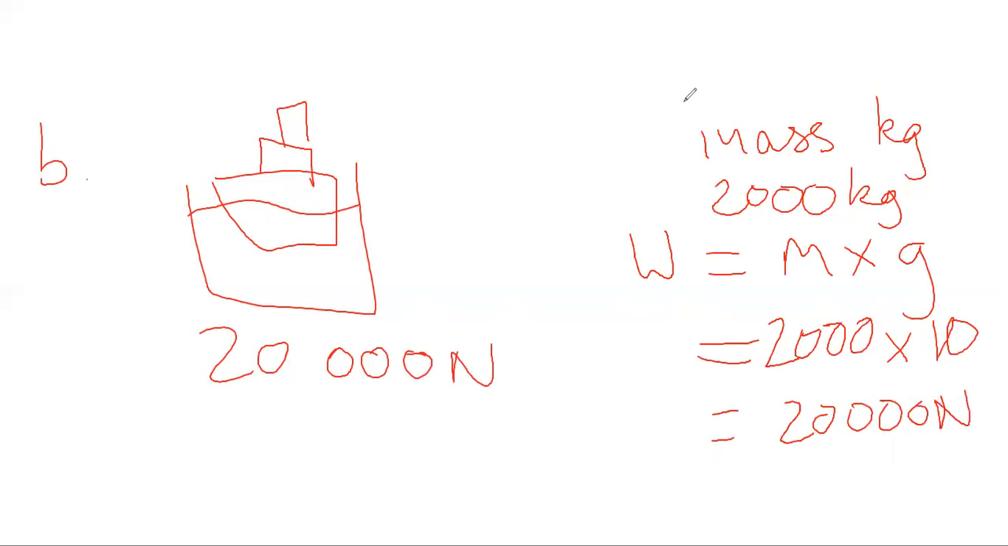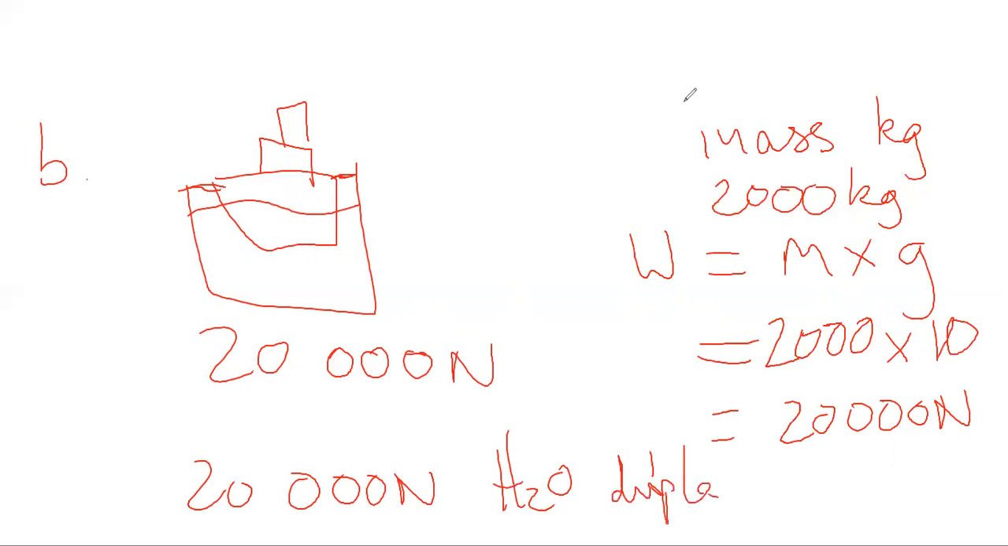So the question was, what's the weight of water displaced from the gondola? Well, let's remember this is full up to the top. So it's a 20,000 newton floating object. It must have displaced 20,000 newtons of water. Because that's what we just learned in that previous question.